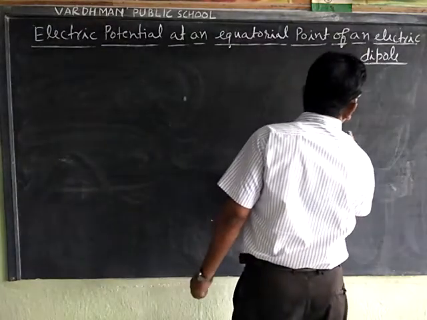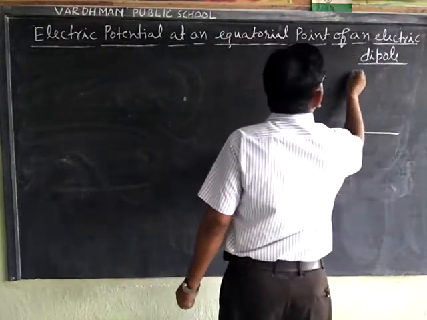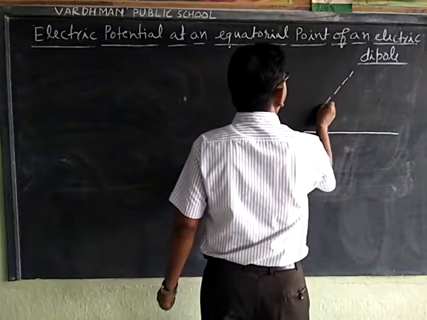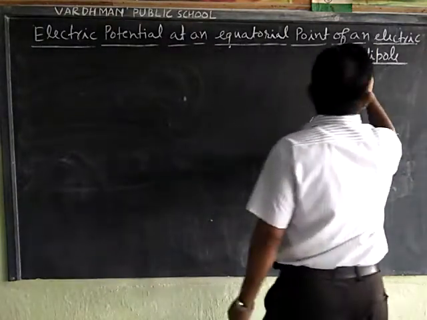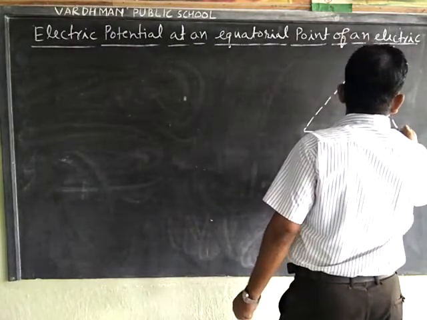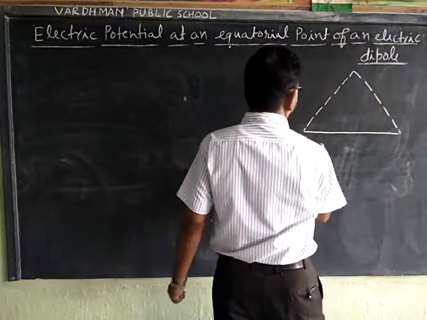Consider an electric dipole consists of minus q and plus q charge separated by distance 2a.